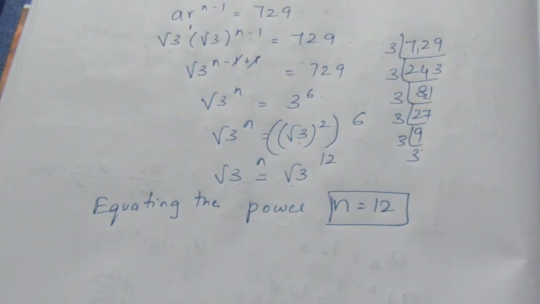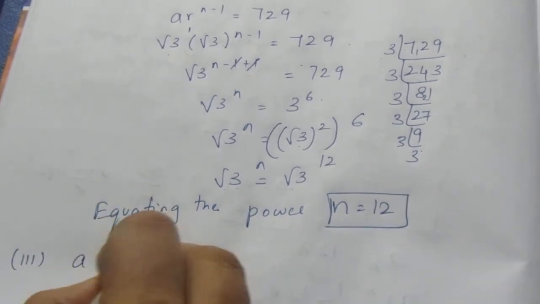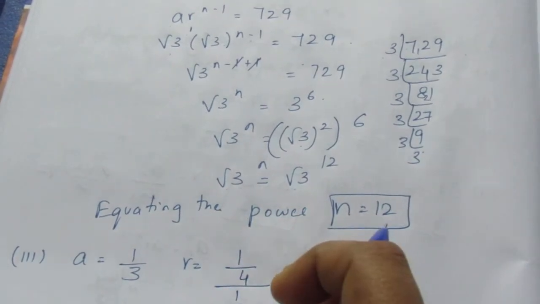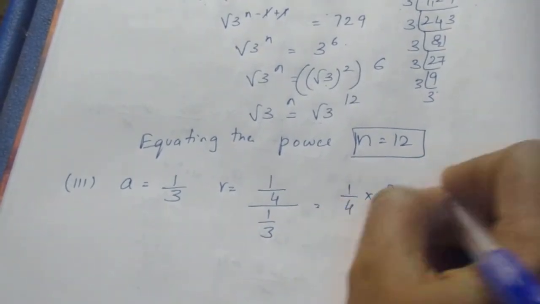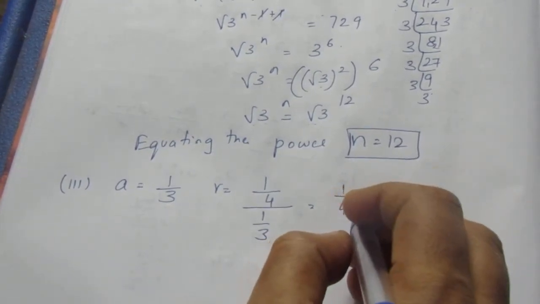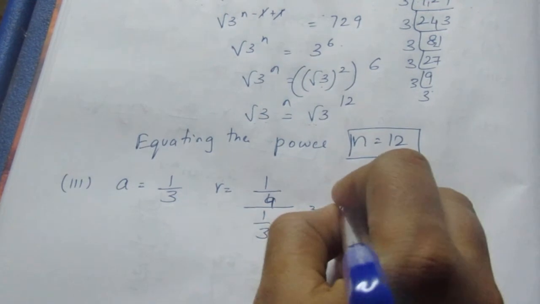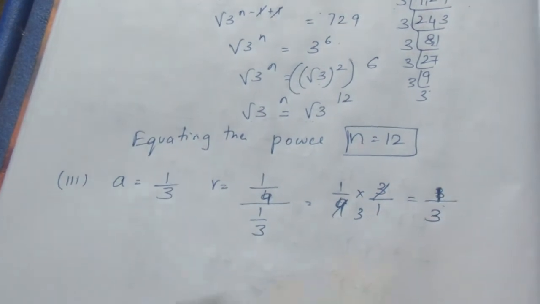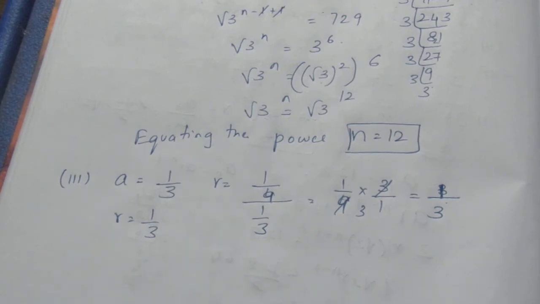That's all with the sum. We'll move on to the third subdivision. In the third subdivision, a is equal to 1 by 3, r equal to 1 by 9 by 1 by 3. If you need to take this to the numerator, it comes as a reciprocal, so it becomes 3 by 1. It becomes 3 3's are 1 by 3. So r is equal to 1 by 3. So a is also 1 by 3, r is also 1 by 3.